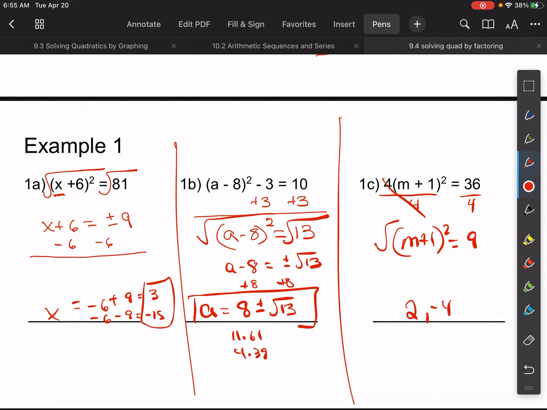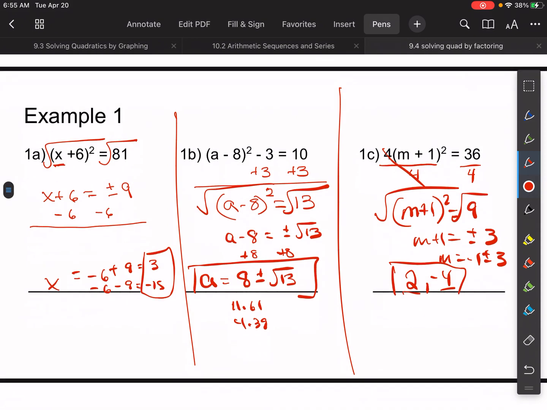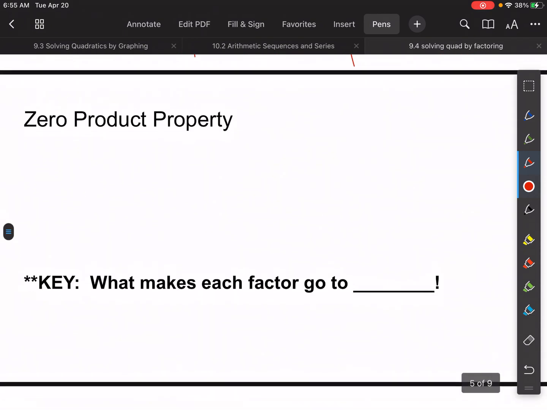All right, and when you did this out, you should have gotten 2 and negative 4. The way that you got that is you took the square root of both sides. You got m plus 1 is equal to plus or minus 3. So m is equal to negative 1 plus or minus 3. Negative 1 plus 3 is 2. Negative 1 minus 3 is negative 4. And you're done. Okay, so that's using the square root property.